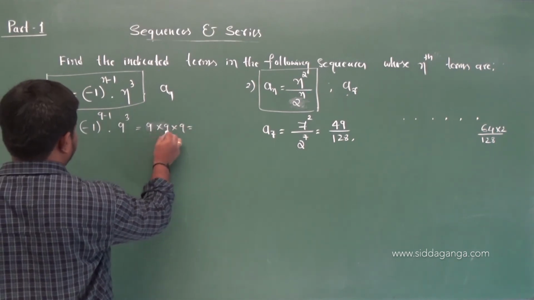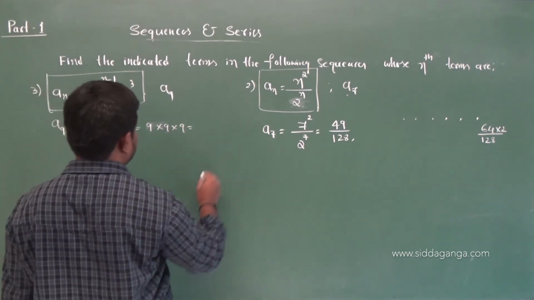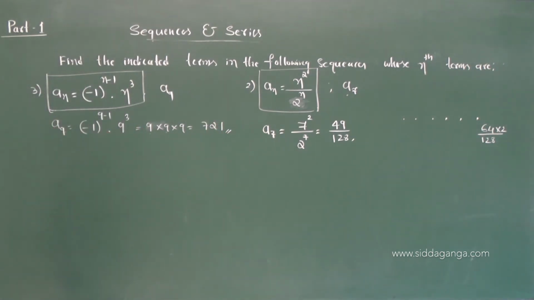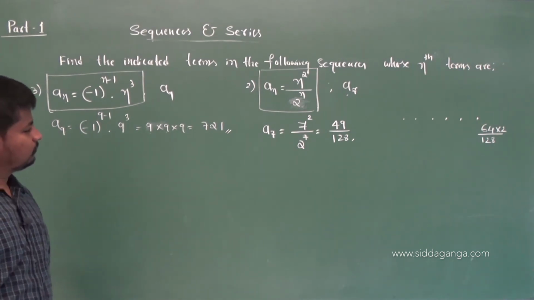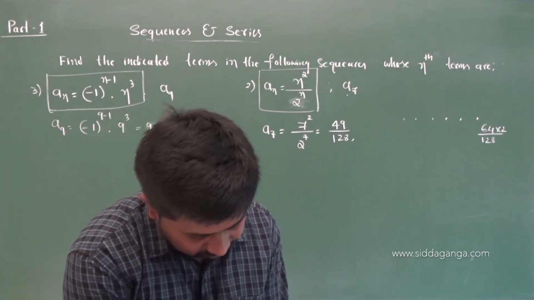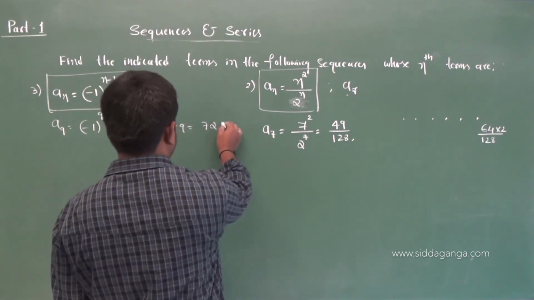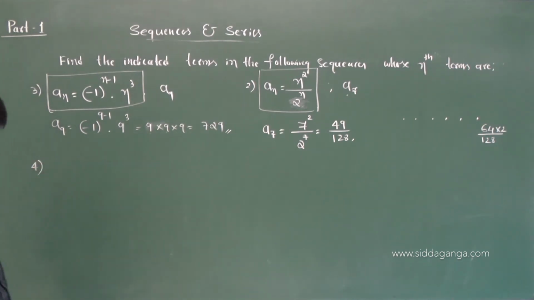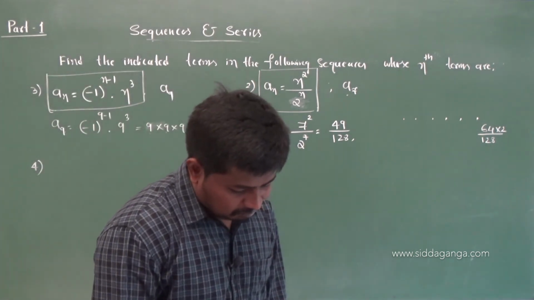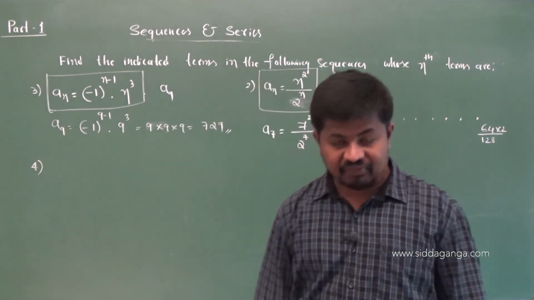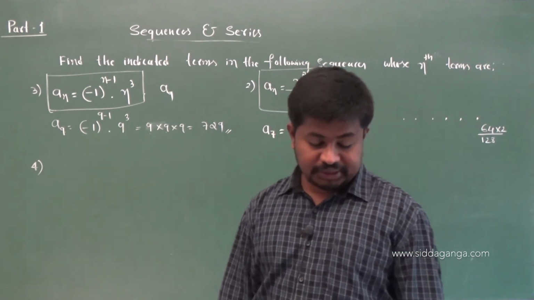So, you get 9 9s are 81, 81 9s are 729. Sorry, 729 is the 9th term of the sequence. Next one. Okay, this is how we find the indicated terms whose nth term is given.